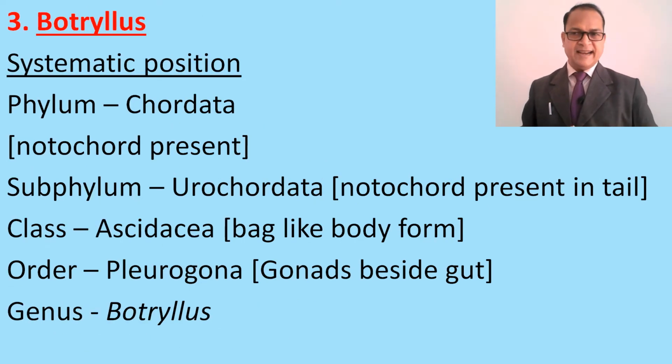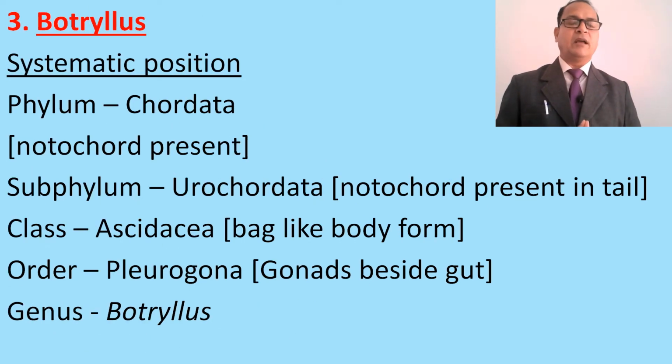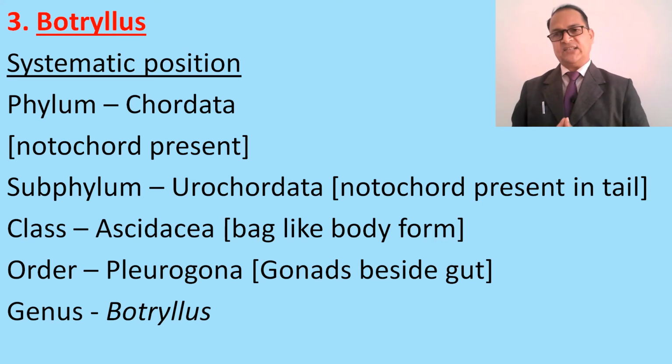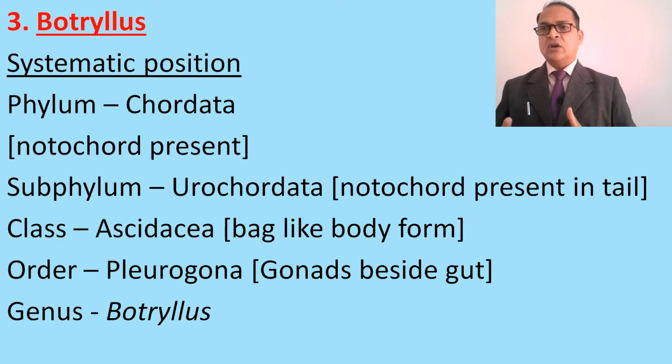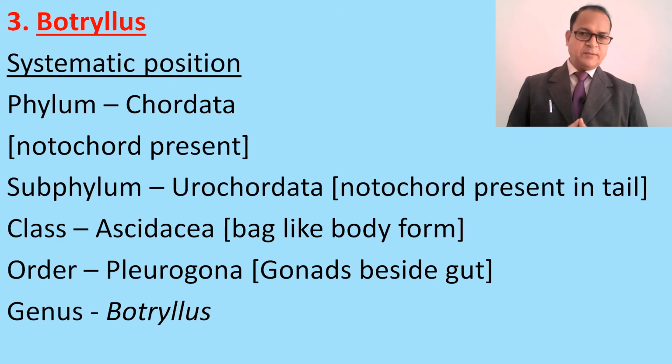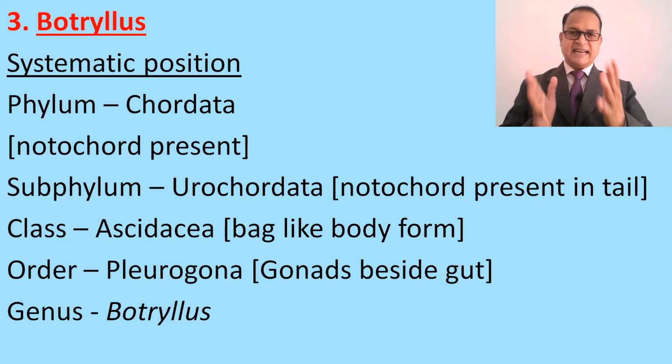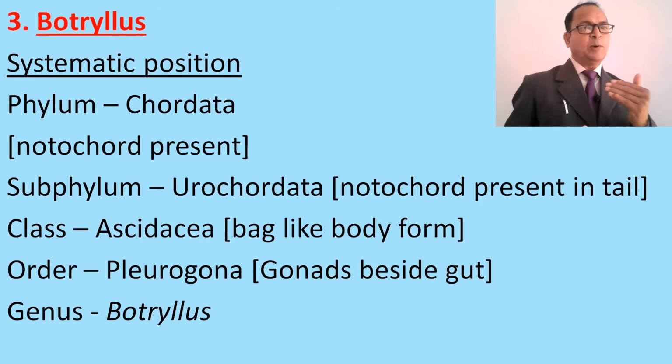Now, the third one is Botrylus. Botrylus is also a Urochordate, an Ascidian, and its systematic position is this. The phylum is Chordata, and because the notochord is present, the subphylum is Urochordata, as the notochord is restricted to the tail region only. The class is Ascidia, a bag-like structure of body, and the order is Pleurogona.